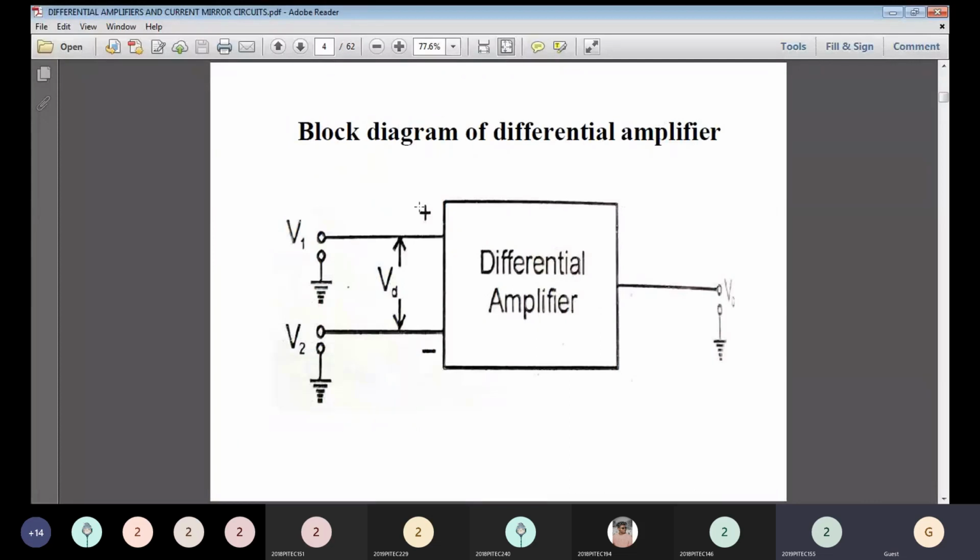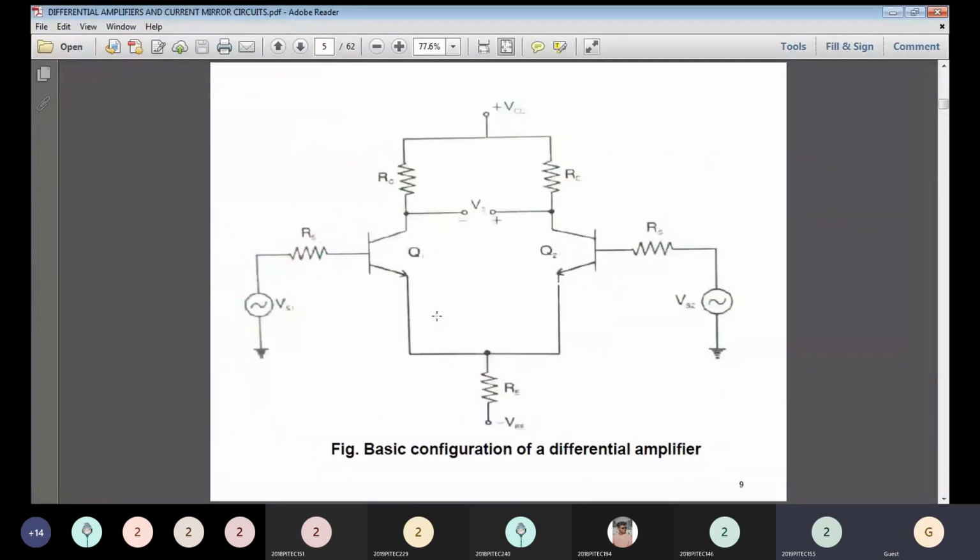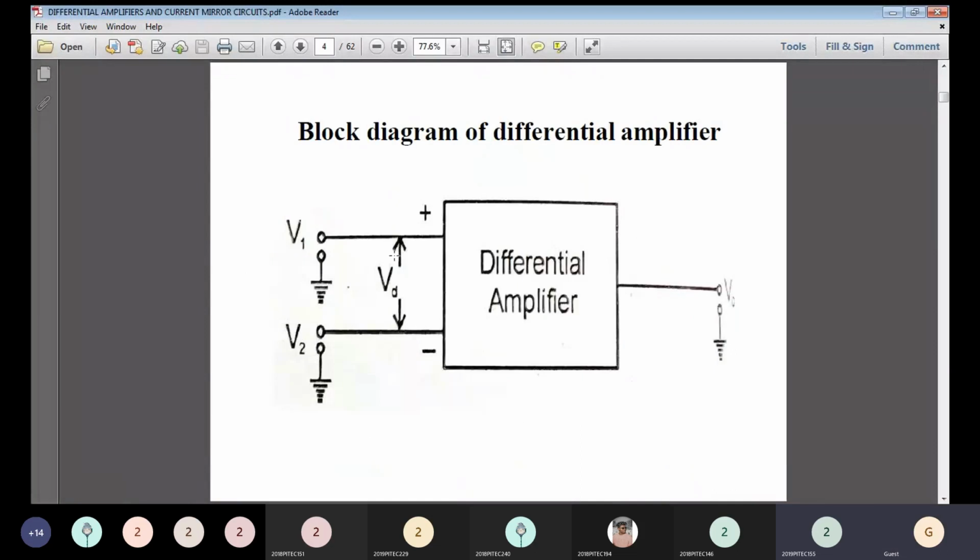In the differential amplifier, we have two input voltages, V1 and V2. The difference of the voltage is amplified and gives an output V0. So what is VD here? VD is nothing but the difference of these two voltages V1 and V2. This is the diagram for a differential amplifier. There are two input voltages, V1 and V2, right? This difference, V1 minus V2, the difference voltage, we give as the input to the differential amplifier.